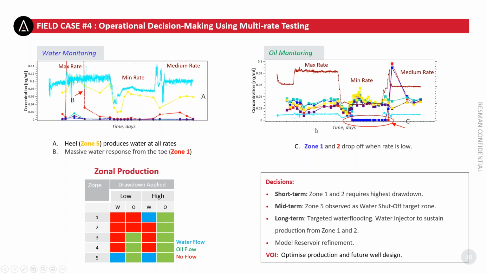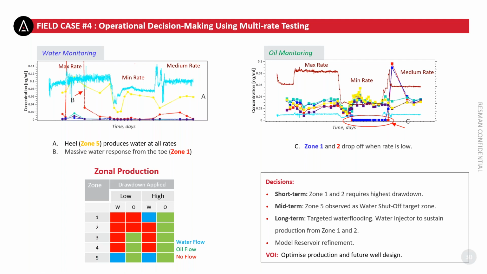Then we have the oil tracer response, and in general, we can see that all tracers are contributing to the oil production at all rates, except for this blue zone and red zone, which suddenly drop off when the well was operating at a minimum rate. So yeah, that is in general the response of the multi-rate test.